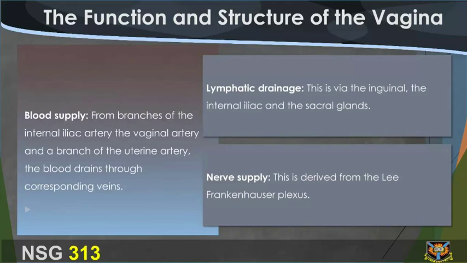Blood supply. From branches of the internal iliac artery, the vaginal artery, and a branch of the uterine artery. The blood drains through corresponding veins. Lymphatic drainage. This is via the inguinal, the internal iliac, and the sacral glands. Nerve supply. This is derived from the Lee Frankenhauser plexus.